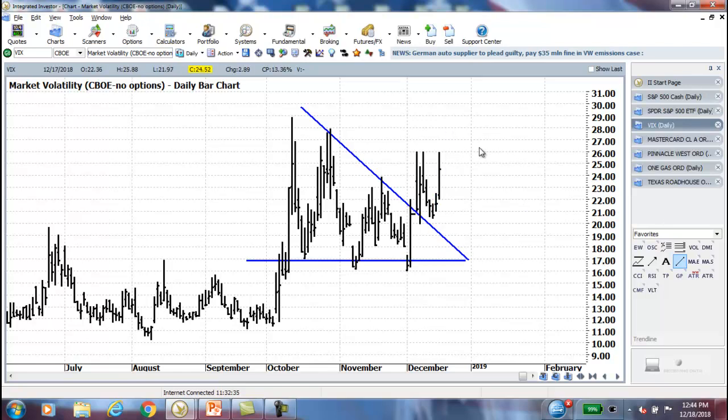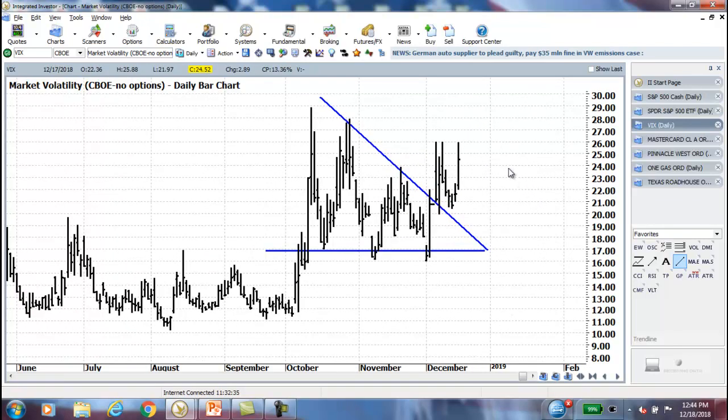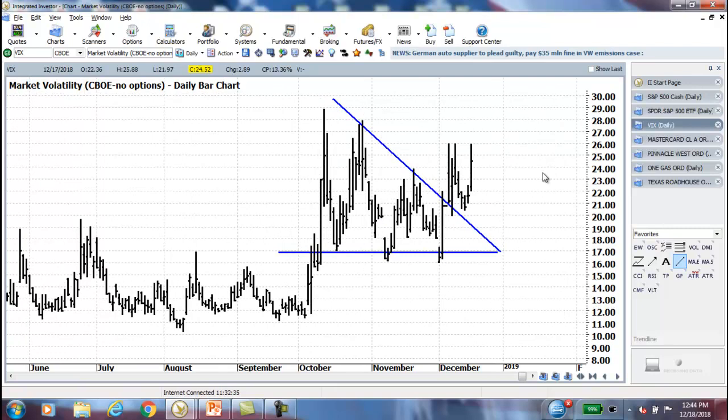But right now we can see that we came down and tested that upper trend line of the breakout of the VIX, and so it looks like volatility is going to remain elevated for a while, and we'll see if I get that big spike that I'm looking for.